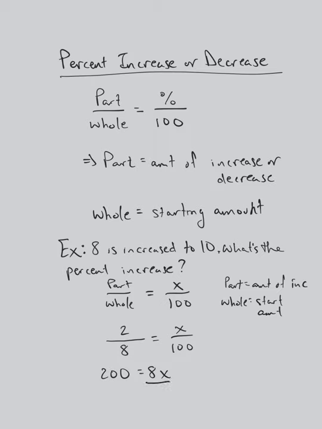And then to isolate the variable, we would divide both sides by 8, and so we end up with 200 divided by 8, and 200 divided by 8 is 25. Now be careful on this problem, though. What did the problem ask for? It asked for the percent increase, and so you were asked for a percent, and so we would say that that's a 25% increase.